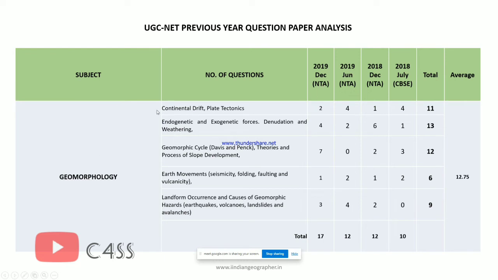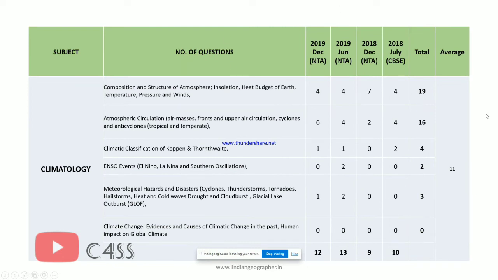Right. So here the geomorphology part is given, and you can see where they are concentrating the questions. You have the first 3 topics where the maximum number of questions have come. In geomorphology, you normally get around 13 questions from a question paper. Similarly, you have climatology. Again, in climatology, you will find questions are concentrated in 2 major topics, which are related to the composition and structure of the atmosphere.